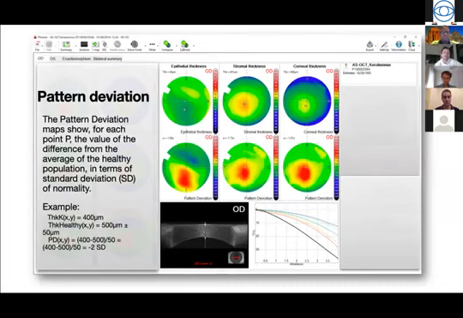Okay. We also use the pattern deviation maps, and the pattern deviation maps show for each point the value of the difference from the average of the healthy population in terms of a standard deviation. So it's very useful to identify, because in all the maps, normally the normal cornea will be thinner in the center and thicker in the periphery. But if we compare it with the standard deviations in the normal population, it will highlight the area where the cornea is exactly getting thinner.